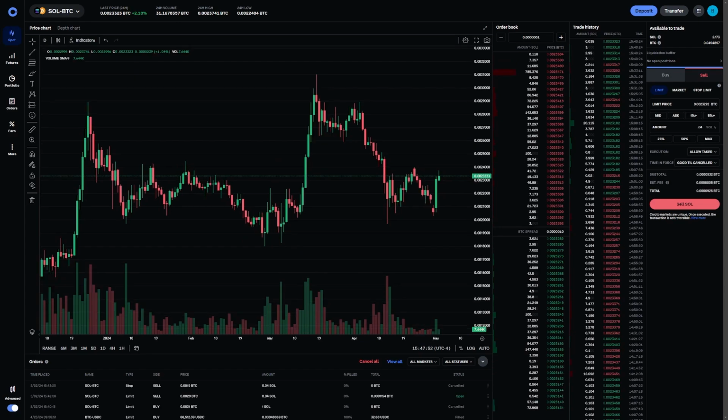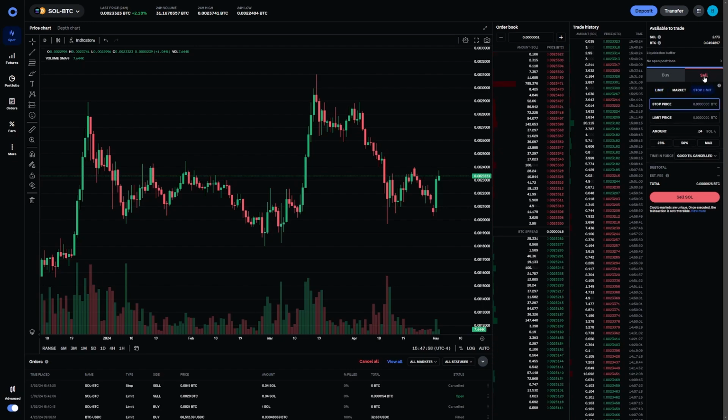Now, if we want to put a stop loss, then we need to navigate from the limit order to the stop limit order. Again, we're going to stay under the sell tab. So if you're not on the sell tab, then make sure that you are on sell and stop limit, because this is where we are going to be for both the stop loss and the take profit orders.